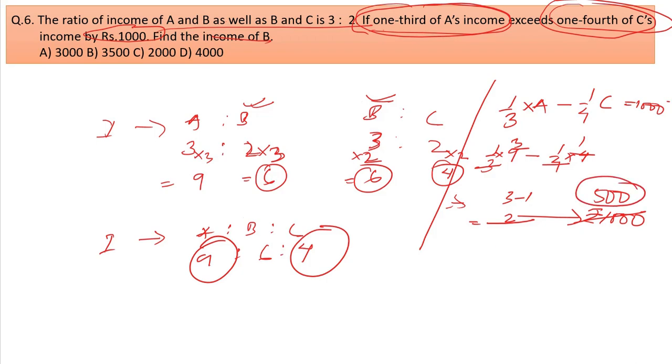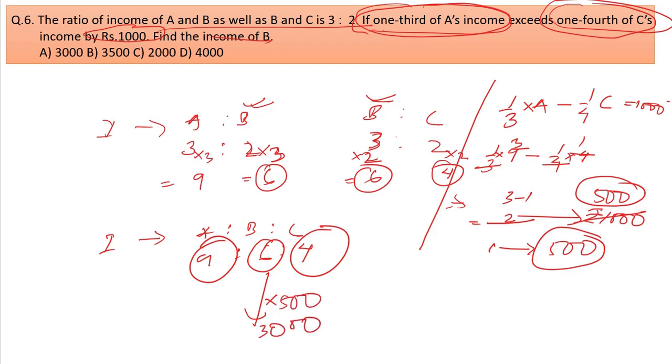So if 1 unit is 500, then we need to find out the income of B. Income of B is 6. So 6 into 500. 6 fives are 30, plus 0 0. This is 3000. Therefore, the correct option is A.